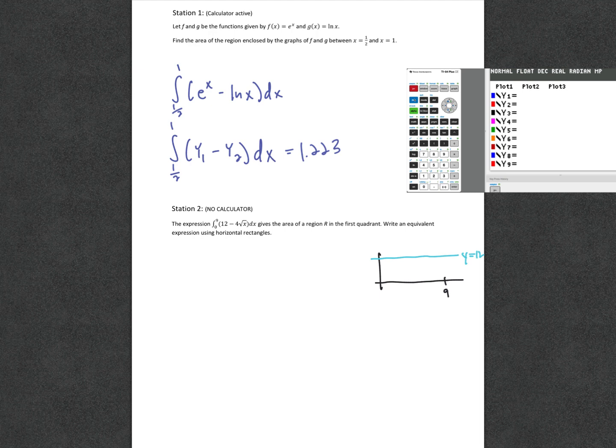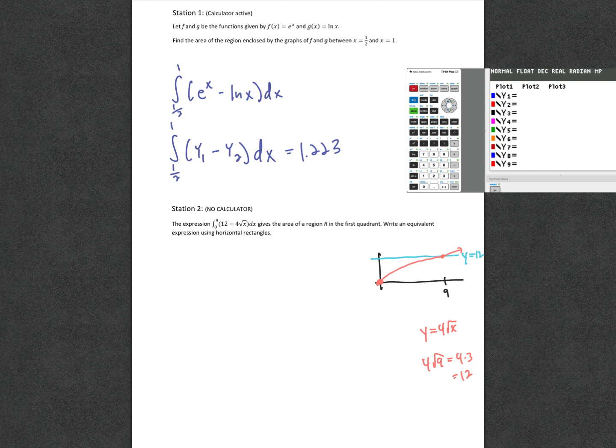If you plug 9 into 4 root x, 4 root 9 is 4 times 3, that's 12. So that'll be a point. And if you plug in 0, you get 0, just if we're doing it by hand. The function will look something like this, with an endpoint there.